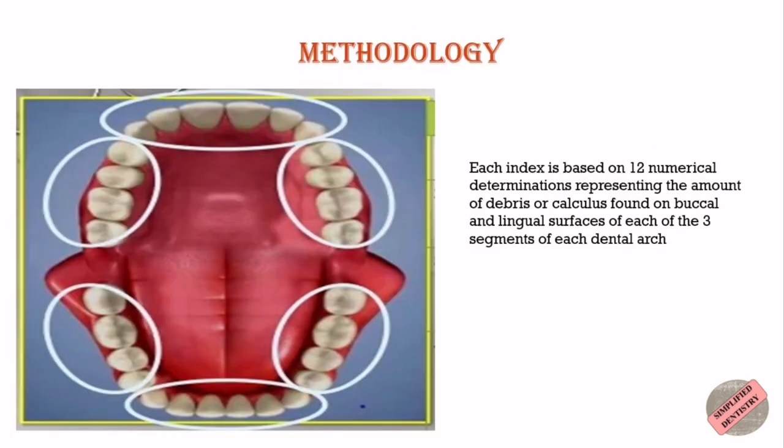Each index is based on 12 numerical determinations representing the amount of debris or calculus found on the buccal and lingual surfaces of each of the 3 segments of each dental arch. For example, if we have to calculate the debris index, there will be 12 determinants for that. There will be a single tooth from each segment and we have to consider both the buccal and lingual surface of each tooth, that is 2 surfaces of a single tooth. So 6 segments means 6 teeth, and 6 times 2 surfaces gives 12 determinants.